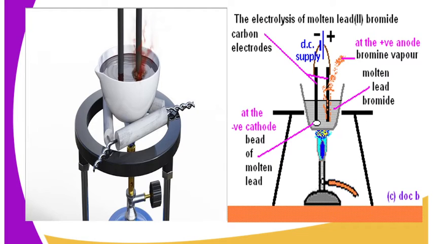That is electrolysis of molten lead bromide. As you can see, there is a brown vapor produced at the anode, and we are going to have lead formed at the cathode. We are going to see a gray shiny metal formed at the cathode.